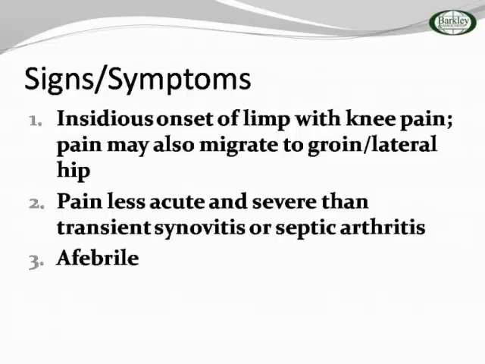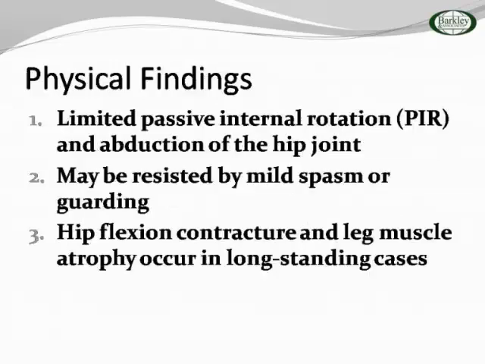You want to think about, too, what kind of range of motion do you have? Well, it's probably going to be passive internal rotation, especially when you abduct the hip joint. And they may even be resisted by some mild spasming. Hip flexion contracture and leg muscle atrophy may occur over long periods of time when the child has this.